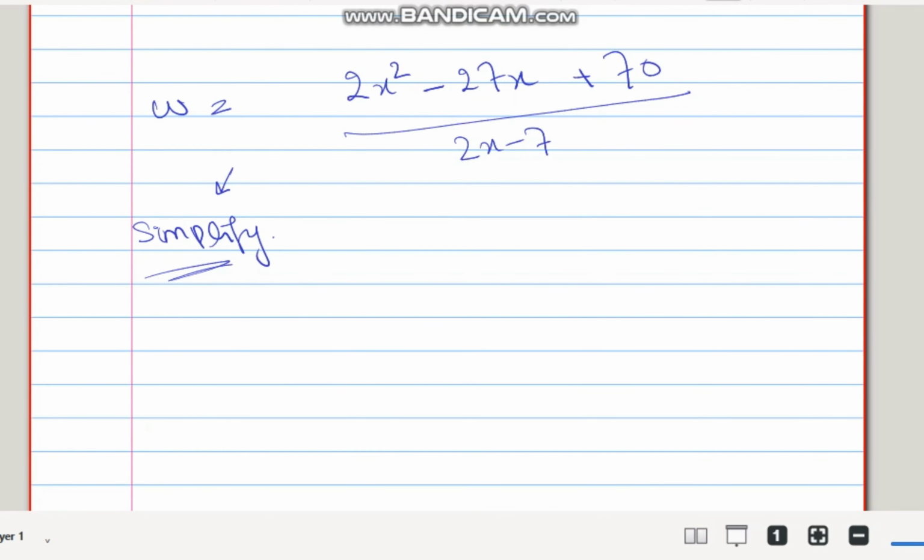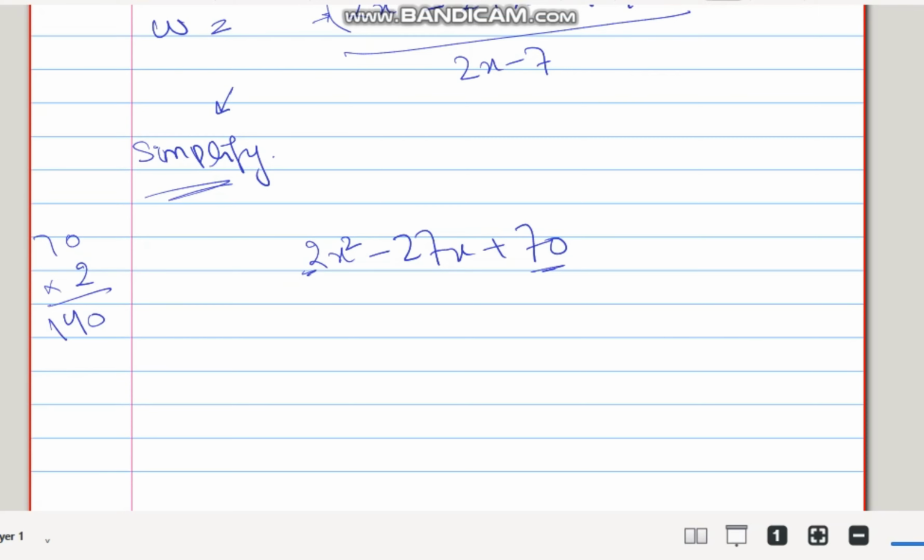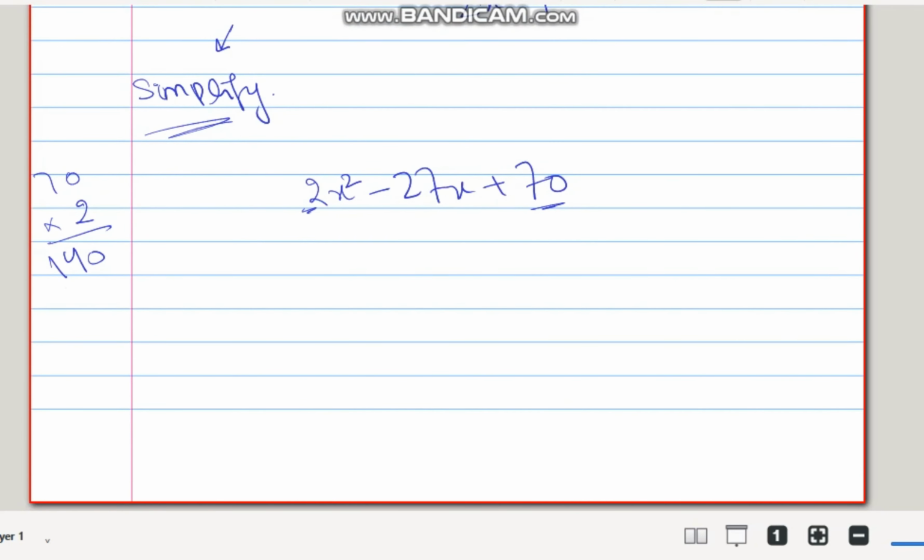Now what is the quadratic equation we have? This is the quadratic equation, 2x square minus 27x plus 70. Now how to solve the quadratic equation? First of all, please simplify this quadratic equation, split it. And how to do the split? I told you just before.